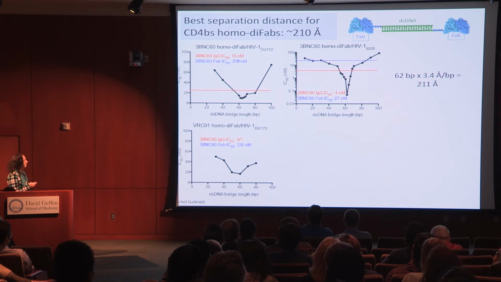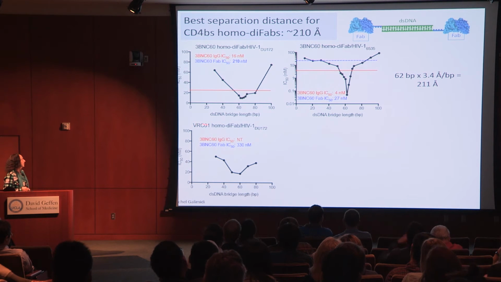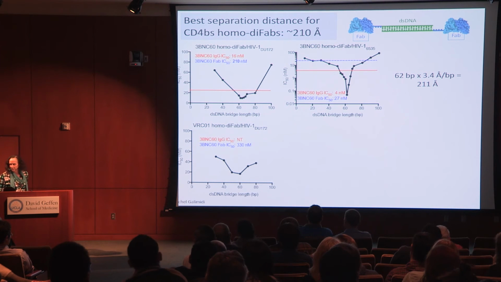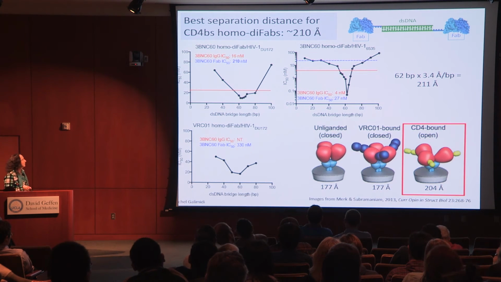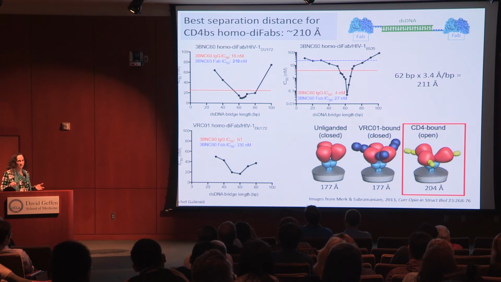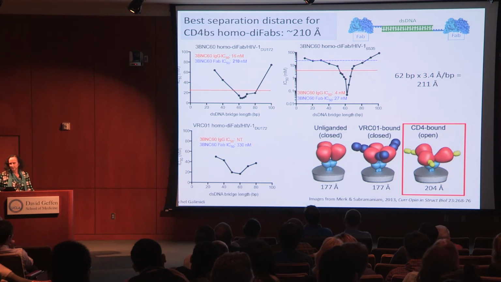So she did it with this type of homodiFab against this strain, and a different type of homodiFab that's very similar against this strain. And each time, although the length dependence wasn't as sharp here, it was always around 60 base pairs. And that actually, if you do the measurements, corresponds to this open structure here. We thought it would be the closed structure that would be most potently neutralized, but it appears to be something is opening up that we can neutralize best if we have the Fabs separated by that distance there.